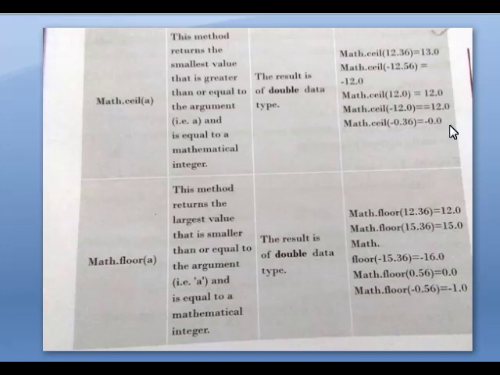Okay. The next one is Math.floor. Floor means, see, 12.36, it is not incrementing any value, it will round off the value like this, 12.0. 15.36 means 15.0. If it is a negative value, it will increment the value by 1. 0.56 means 0.0. Minus 0.56 means here it will increment the value, that is minus 1.0.